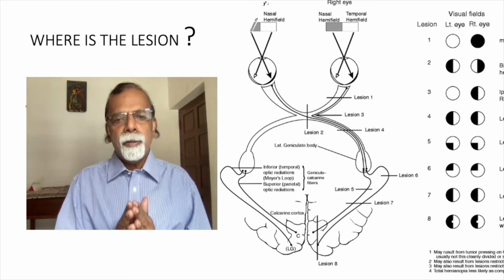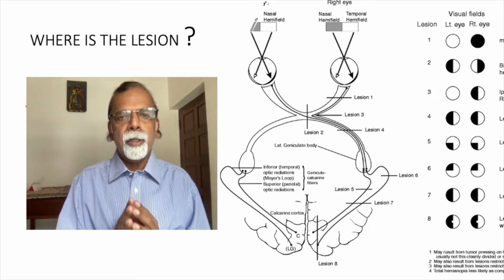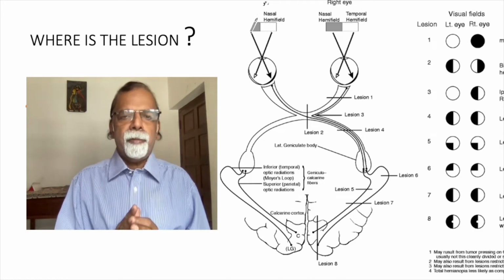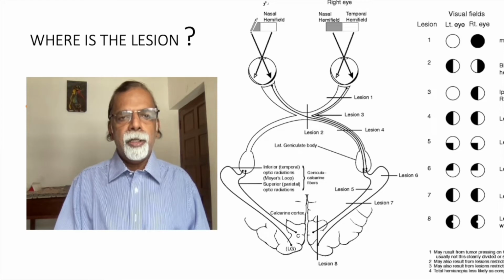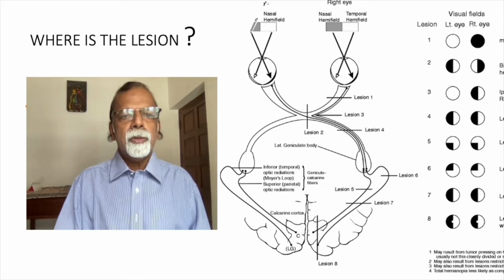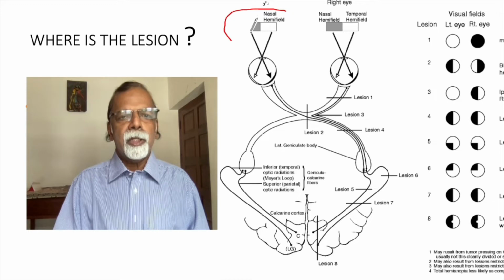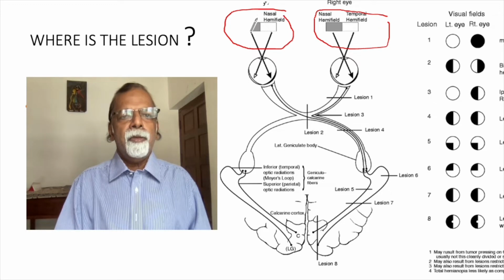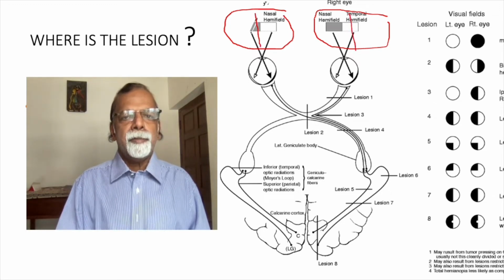So the first thing in any neurological case is localization. For that we should know the visual pathway. So here is the optic nerve, this is the optic chiasm, this is the optic tract, and here comes the optic radiation. So you can see the visual fields. If you represent like this, this is for the right eye and the other is for the left eye. We have got a nasal part and a temporal part.